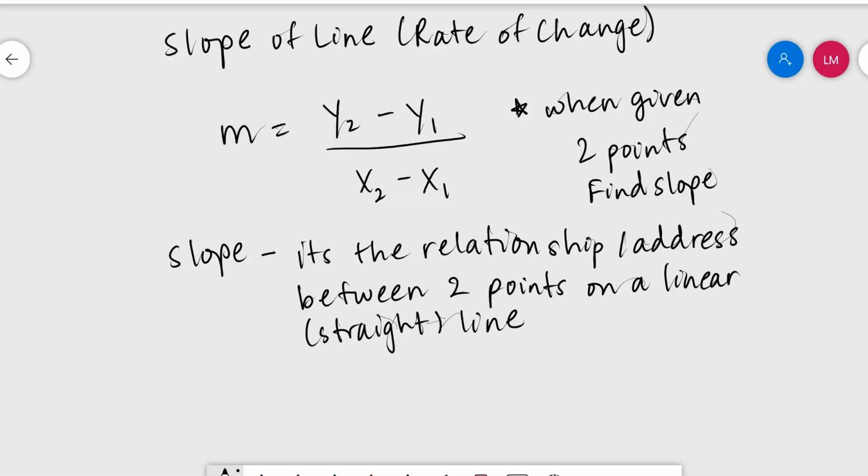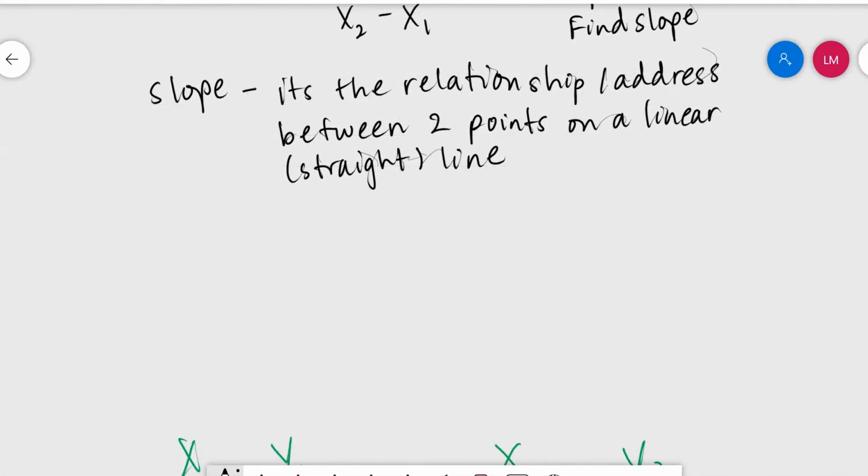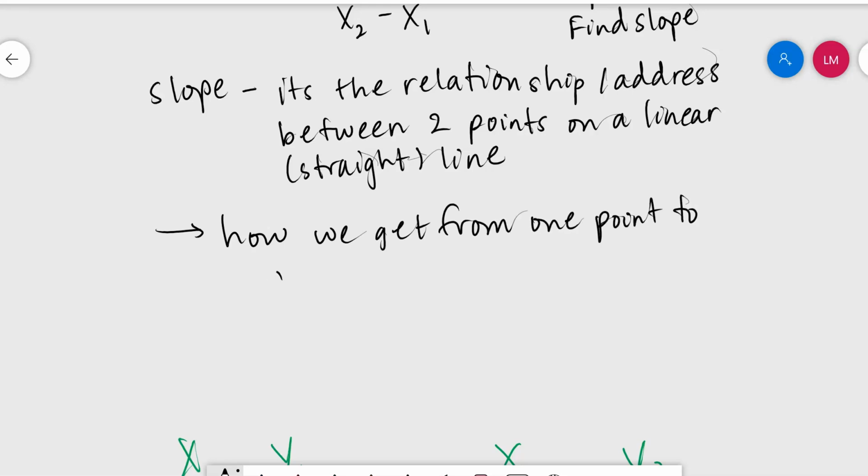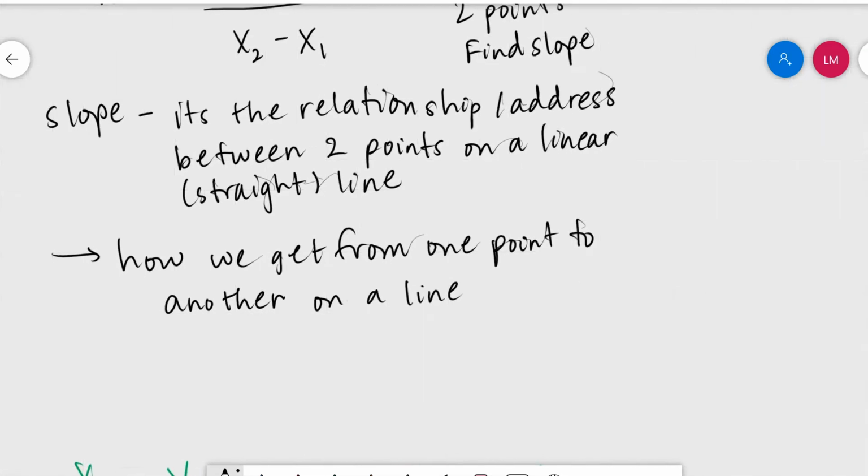I'm going to do a little sketch, and let me also say it this way as well. It's how we get from one point to another on a line. That's why it's like an address. How do I get from one point to another? So if I do a little sketch here on the side, disregard the green stuff at the bottom.